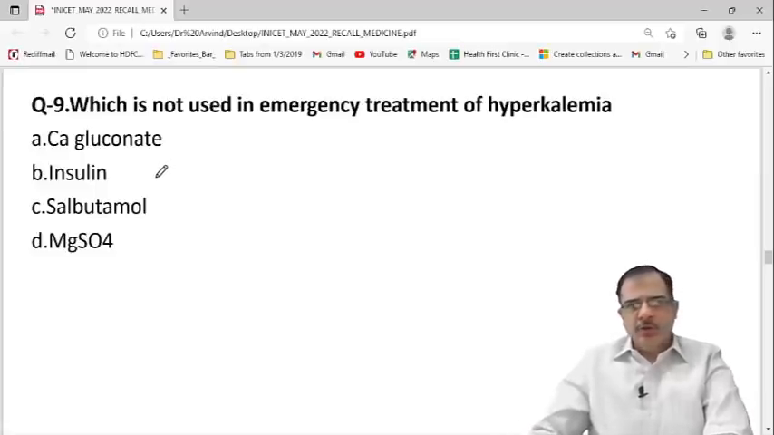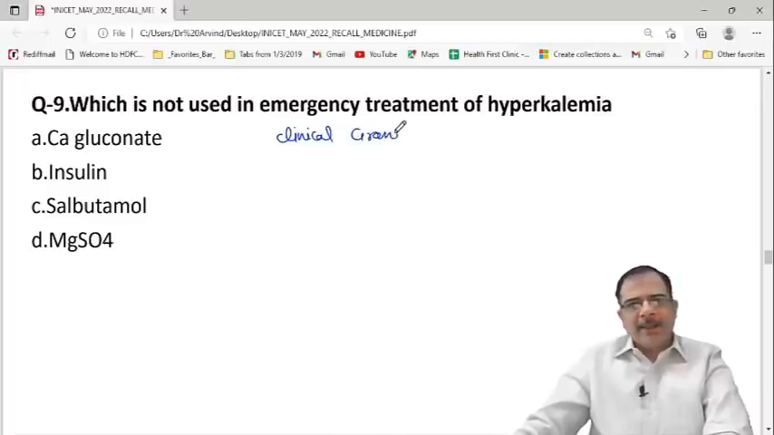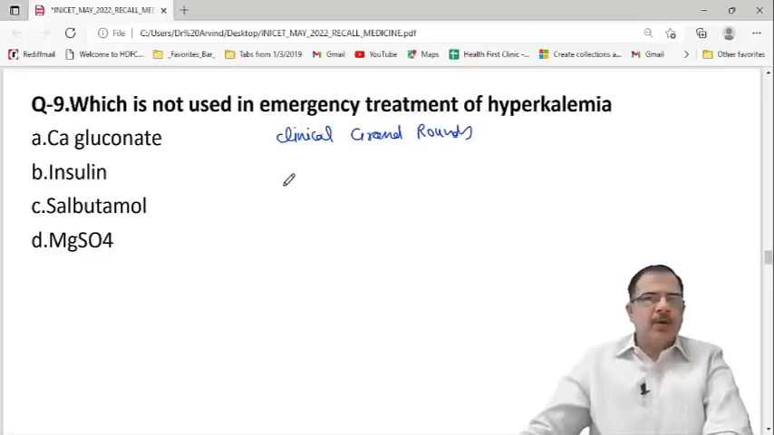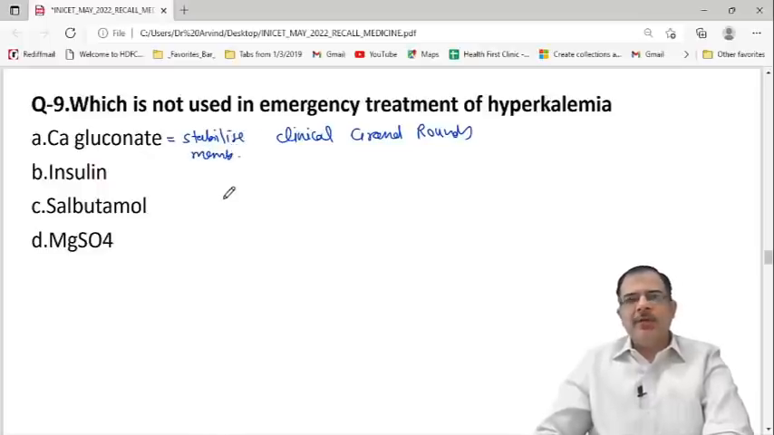Question number 9, which is not used in the emergency treatment of hyperkalemia. This was recently done in the clinical grand rounds on the eMedicoz app, this topic of electrolyte imbalance. In the emergency treatment of hyperkalemia, calcium gluconate is given. Yes, that is to stabilize the cardiac membrane. It does not decrease the potassium.